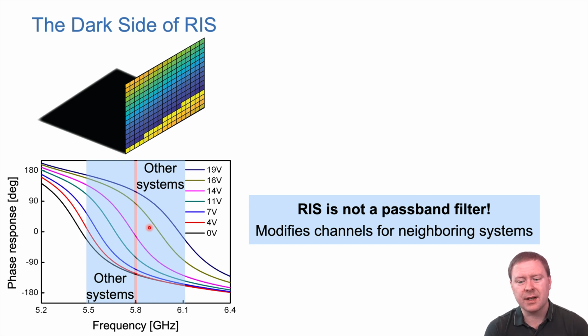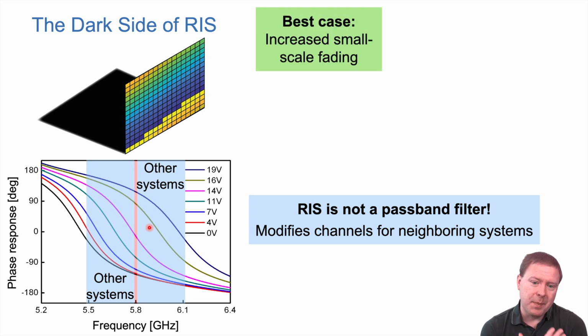Because an RIS is not like a passband filter that takes just a signal at one frequency and changes phases. No, it takes all the signals in a quite large band and changes their phases. And this is problematic. In the best case, it might be that the surface will just create some extra small-scale fading variations, because it's like objects are moving around every time we are changing the RIS configuration.